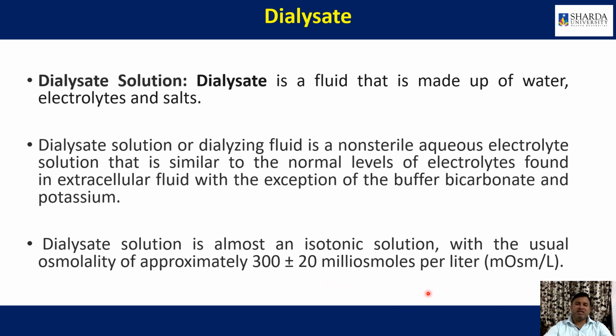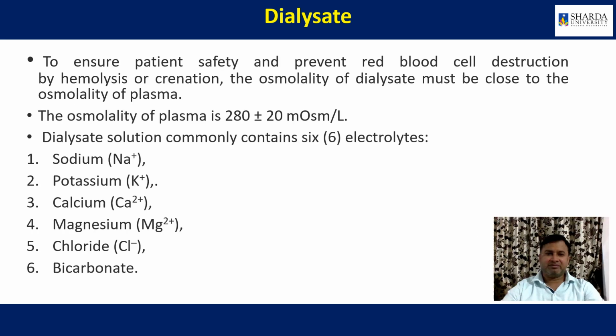As we measure concentration in molarity and molality, in the same way we can measure the concentration in the blood in the form of osmolarity or osmolality. So molality is equivalent to osmolality. Now, to ensure patient safety and prevent red blood cell destruction by hemodialysis, the osmolarity of the dialysate must be close to the osmolarity of the plasma. The osmolarity of the plasma is 280 milliosmol per liter plus or minus 20.